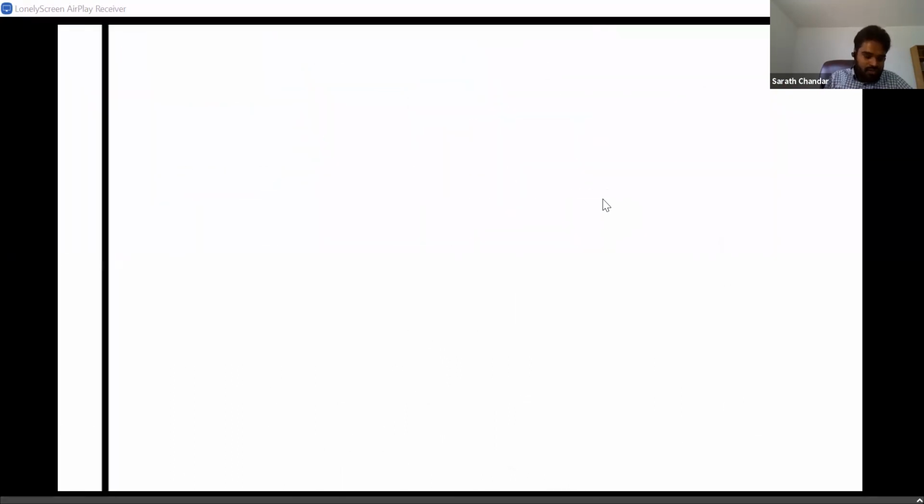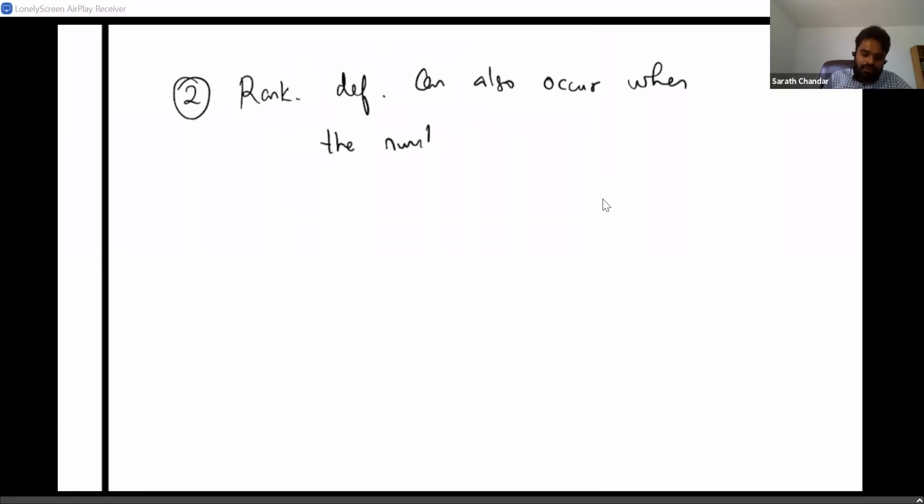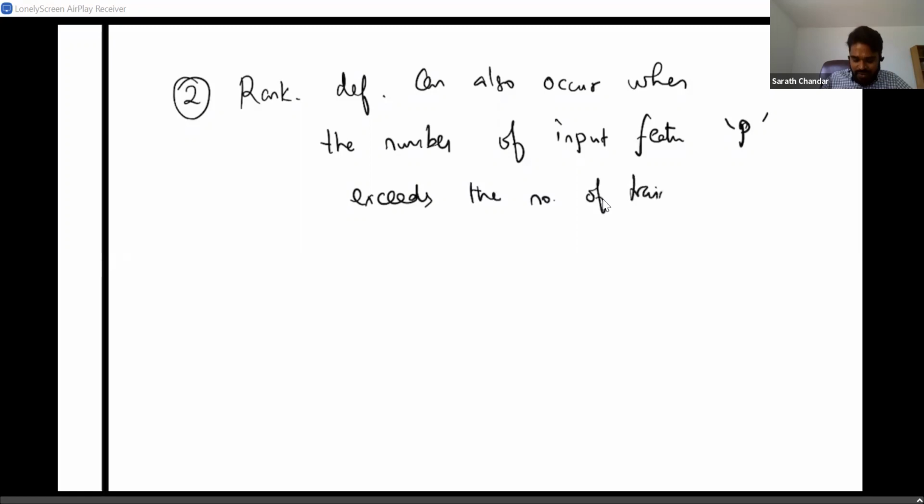There is also another issue that we would normally face: rank deficiency can also occur when the number of input features P exceeds the number of training cases. This is another common problem, since we often have lots of features and very few training examples. So again we have rank deficiency. How can I solve this problem? Can someone please raise a hand and answer instead of typing in chat?